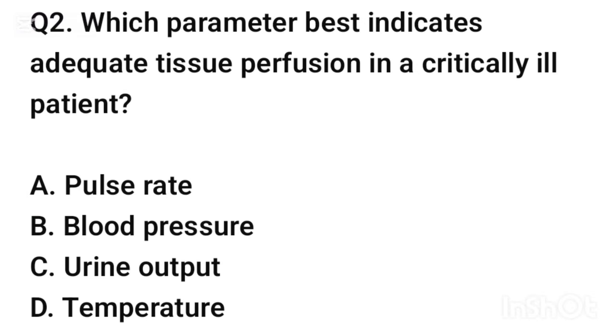Question number 2. Which parameter best indicates adequate tissue perfusion in a critically ill patient? The correct answer is option C. Urine output.